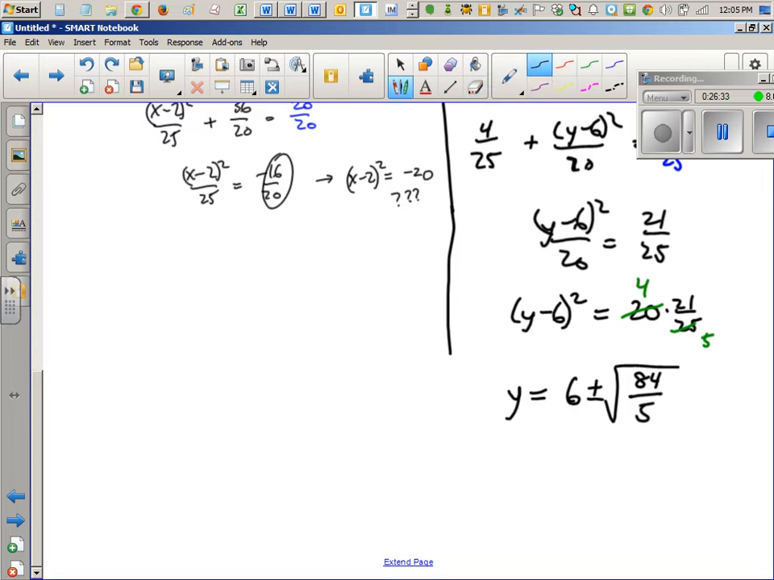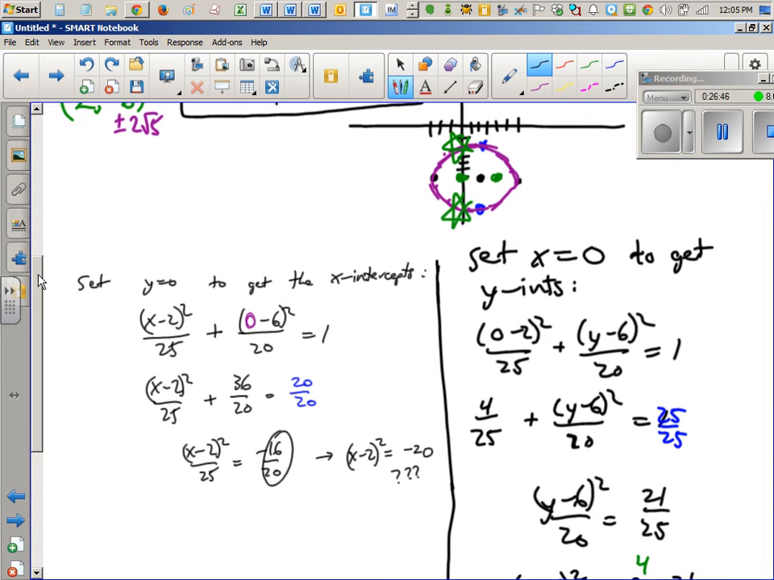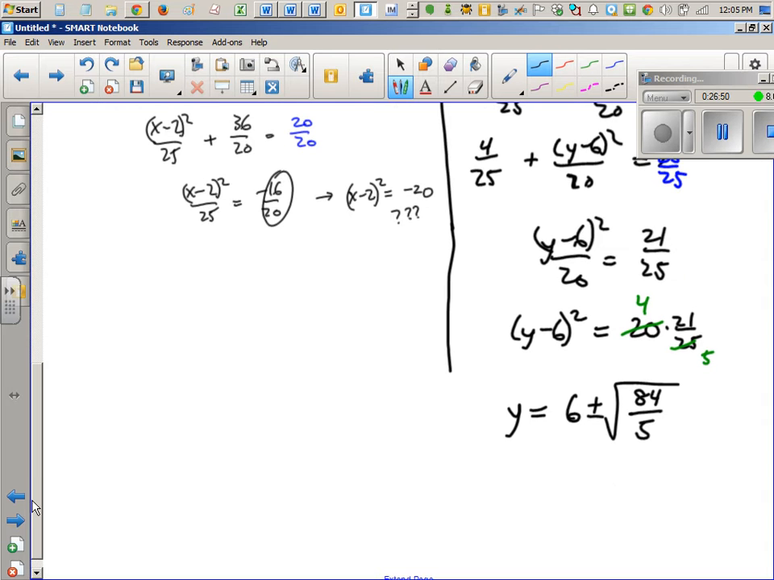Okay? But these are your two y-intercepts, and they should make sense, right? For example, 6 plus the square root of 84 over 5 better be something that represents one of these green stars. You know what I mean? Like, hopefully you're not getting nonsense results. Okay? So these are your y-intercepts. Right there. Okay, any questions on that?